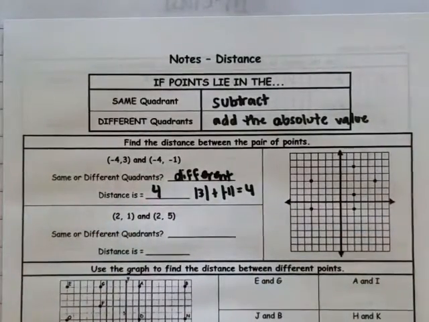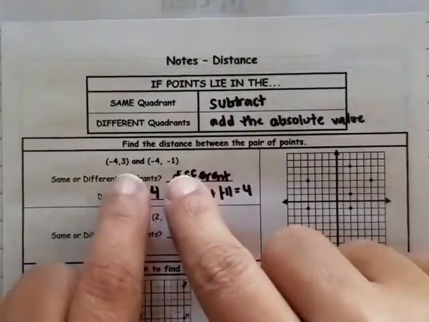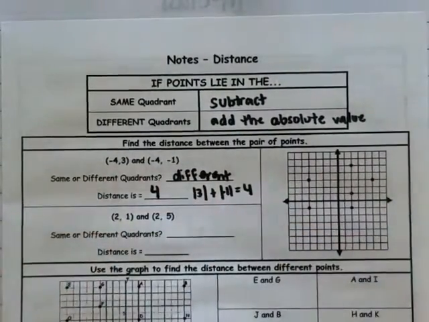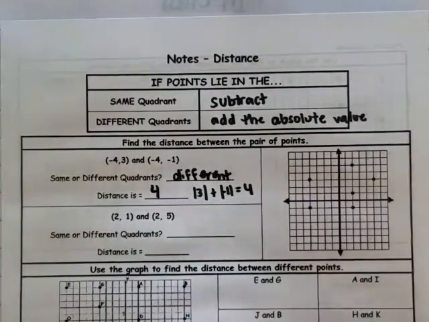It seems kind of weird. I pretty much just think about a number line. How far away is 3 and -1 from each other? 4 spaces, so then it's just 4. Distance is always positive, so just remember that.